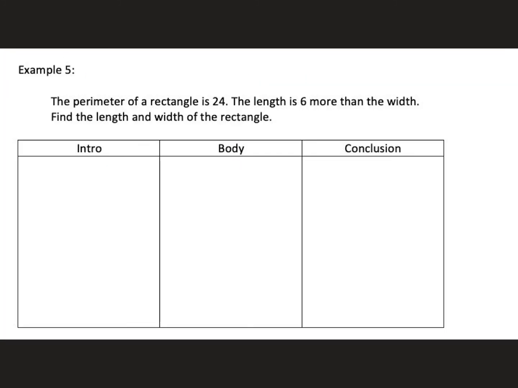All right, here's another one with the lengths and the widths, just like we did before. It's a little bit different, but we're still going to go through it. Let's look at it. It says the perimeter of the rectangle is 24. The length is 6 more than the width. Find the length and then find the width.